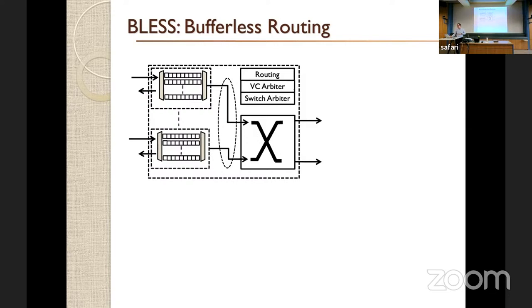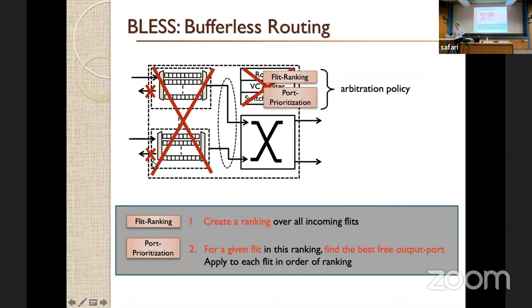Okay, so our hope was this: you have this router that's pretty complicated, and we want to get rid of that. We want to get rid of all of the logic associated with it as much as possible. We basically replaced the routing logic with some sort of arbitration policy, which consists of two things. You can read the paper for more detail.